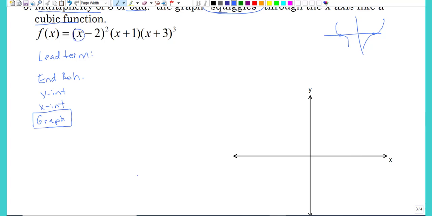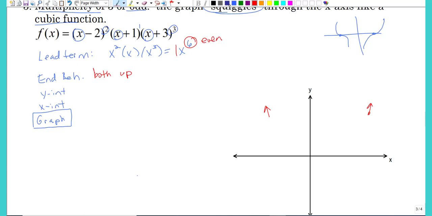So remember, we take the leading term of each parenthesis and then multiply them together. And so that's going to be x to the 6th. And so this is even. That tells me that the end behavior is the same and it's positive, so that means both up. So somewhere the graph goes up.